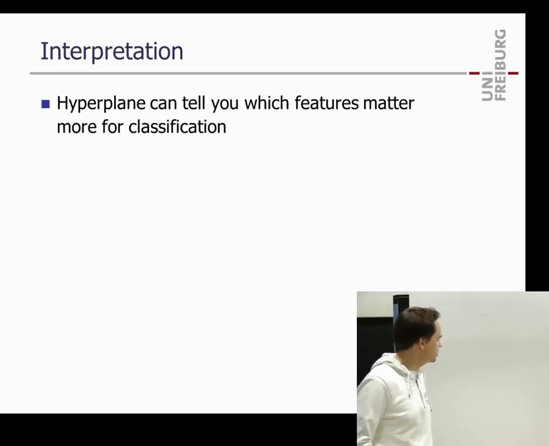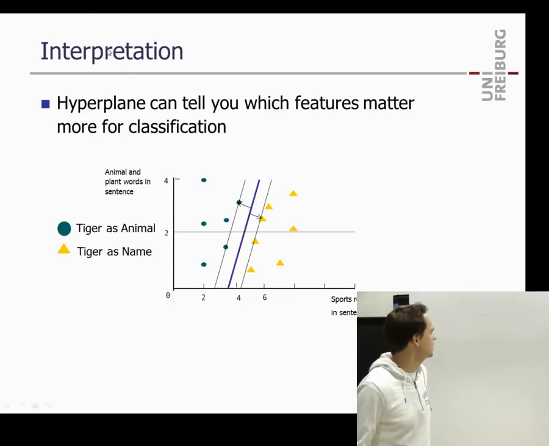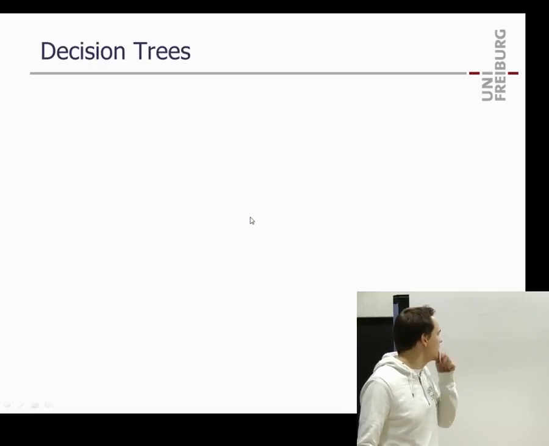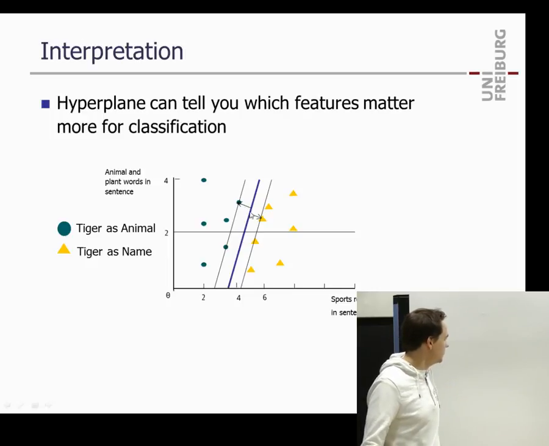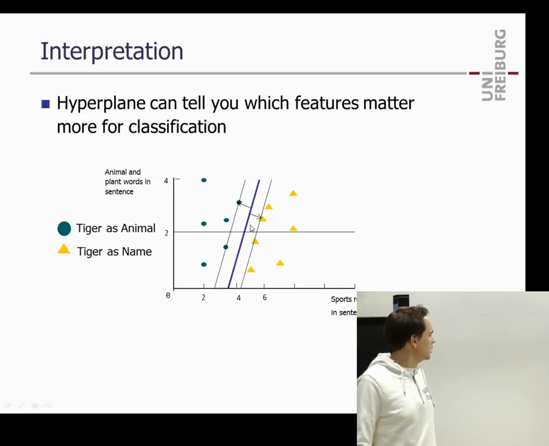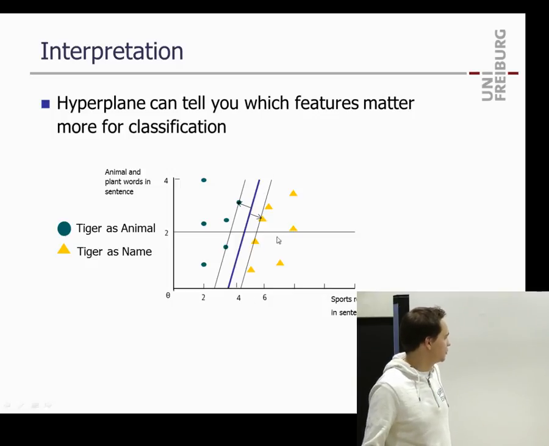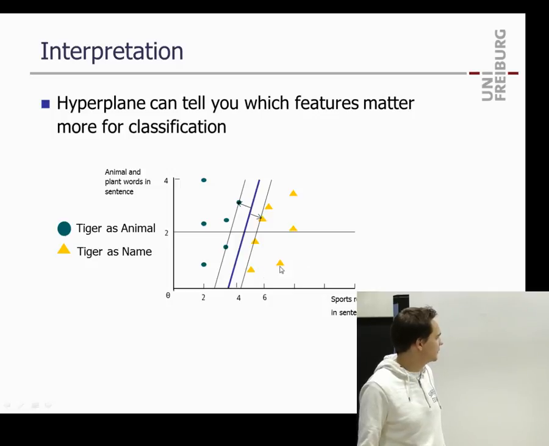Now about the interpretation. The interpretation maybe is a bit less obvious, but it's still possible to see what feature matters how much, like whether a feature is important or not. If you look at this margin here, or just at the slope of the line, it seems pretty obvious that the important part is the sport references, because if you have a lot of sport references, it matters more than these animal things, because the line is almost like this. If it was like this, then only the sport references would matter.